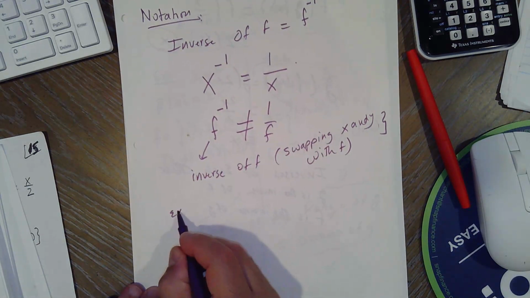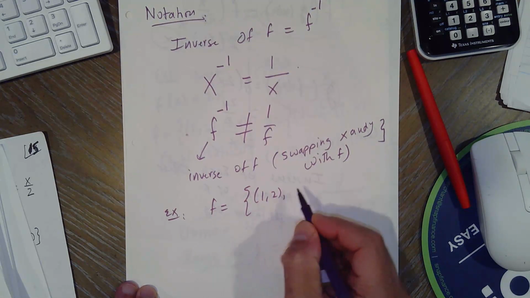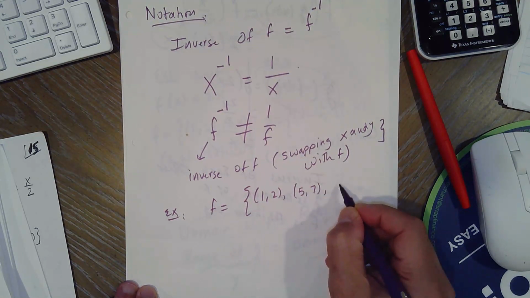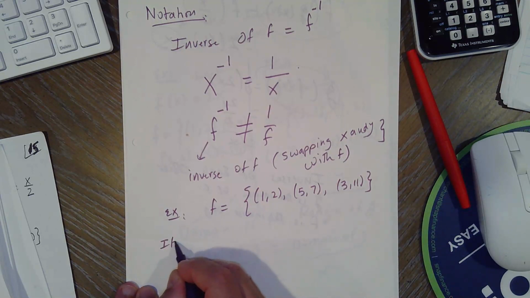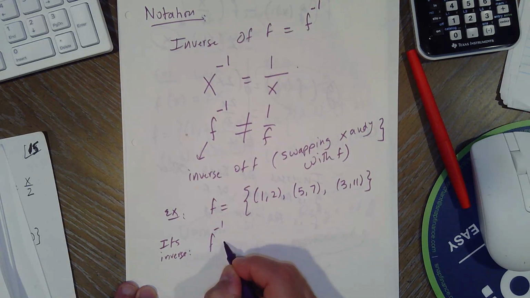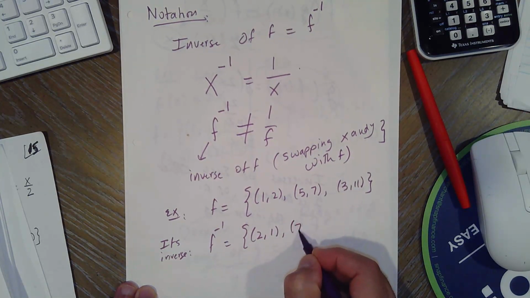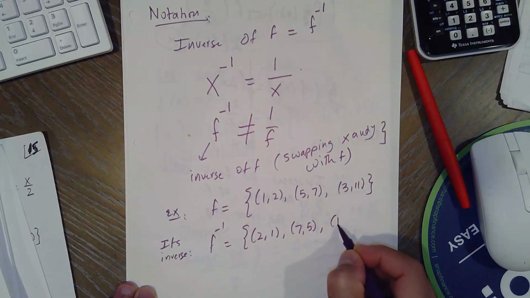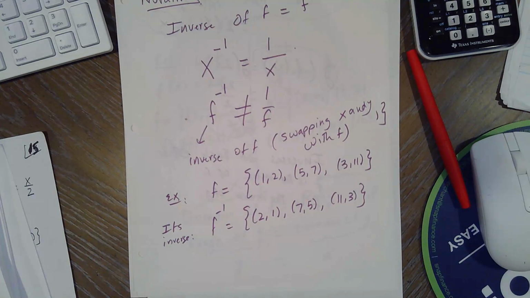So for example, if f equals (1, 2), (5, 7), (3, 11), right away, its inverse is not the reciprocal, it's swapping x and y, so it's going to be (2, 1), (7, 5), (11, 3). As simple as that. When you have ordered pairs, to find the inverse, you just swap x and y.